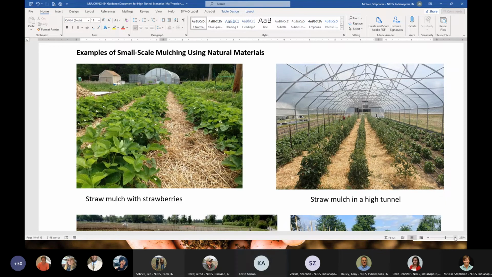Thank you. Yeah, I just wanted to show some pictures of examples of mulching using natural materials, and then the other scenario, which would be mulching using synthetic materials. So these are very basic pictures, but it's just straw mulch and strawberries. That's a decently common one. Straw mulch in a high tunnel on the right. You can see that maybe 2/3 of that high tunnel is mulched.